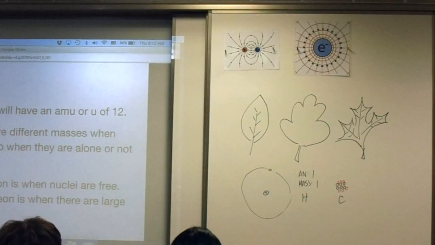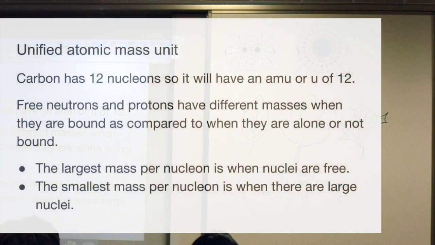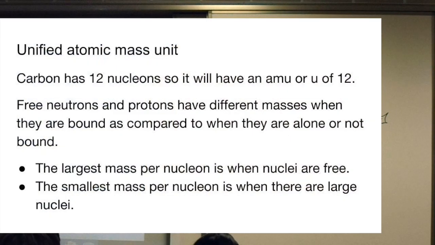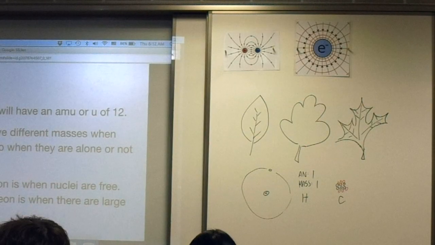So the largest mass per nucleon is when nuclei are free. Now remember, nucleons are inside of the nucleus. So when they're free, they have the biggest mass. They're the fattest that they can ever be. When they're bound together, they are less massive.